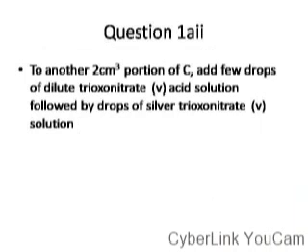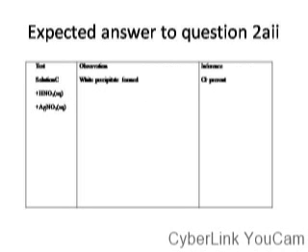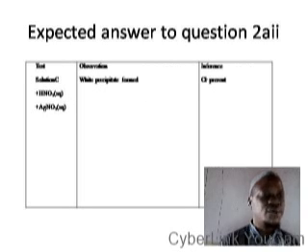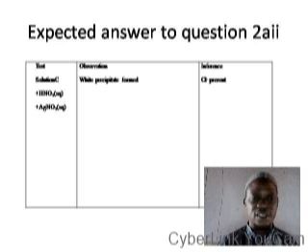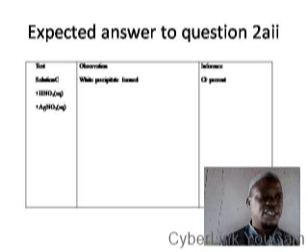Now next is question 1A2. To another 2 cubic centimeter portion of C, add few drops of dilute trioxonitrate(V) acid followed by drops of silver trioxonitrate(V). Now, what is required here is the tabulation of your result as usual. Now the table, you have test, observation, and inference as usual. So solution C plus trioxonitrate(V) acid aqueous, AQ, very important as well. Then plus silver trioxonitrate(V) AQ again. Now you obtain white precipitate.